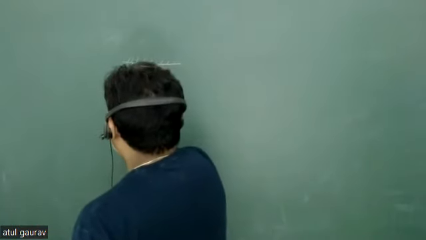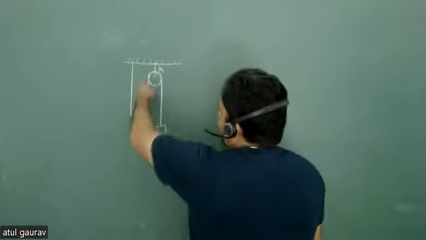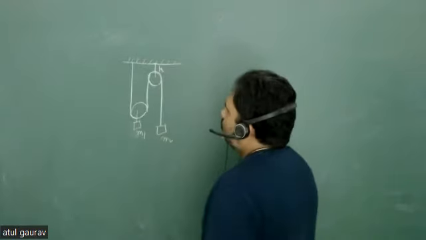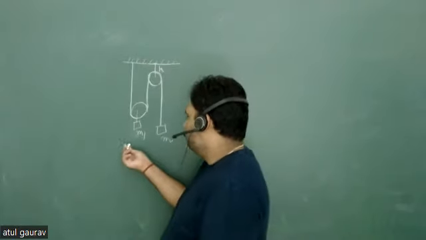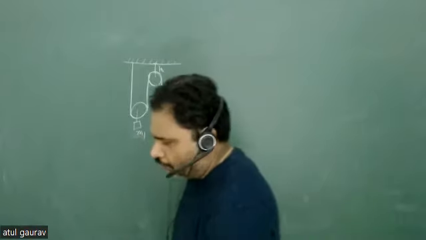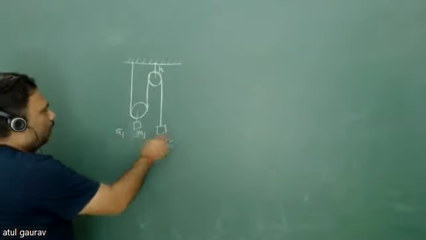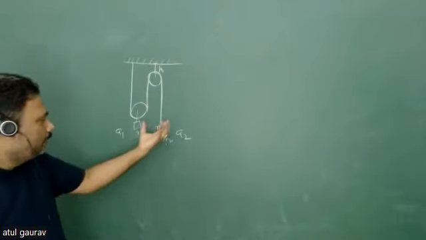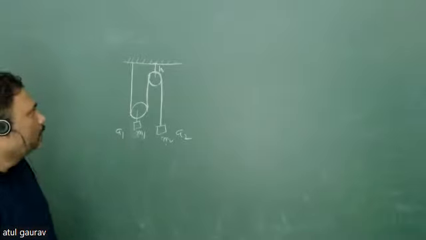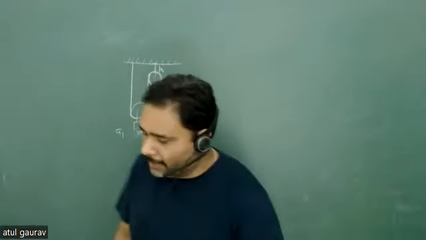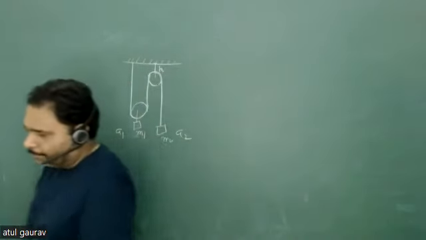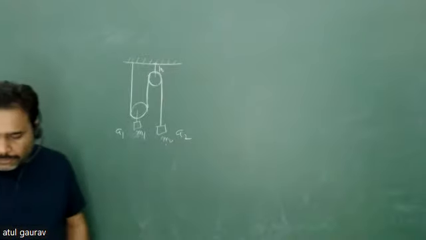Okay. So now, this is the same rope. What will be the relationship of acceleration between M1 and M2? Suppose its acceleration is A1, and its acceleration is A2. Now if it goes downward, then obviously this will go upward, isn't it? So what is the relationship between A1 and A2? Try it, take your time.